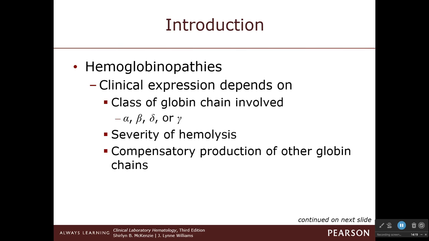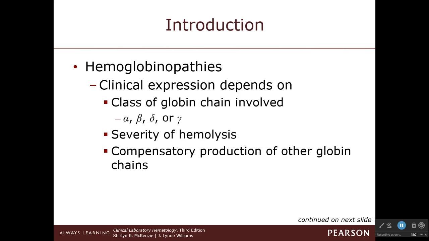Okay? So what are these that we're going to talk about? We're going to talk about alpha, beta, delta, and gamma mutations as we go. The severity of the hemolysis depends on which one of these it is. Okay? And then we also always have compensatory production of other globin chains. So, for instance, when we talk about beta thalassemia a little later on, in beta thalassemia, we make alpha just like we're supposed to, but there's an abnormality in the beta chains. Either they're both deleted or just one of them is deleted.